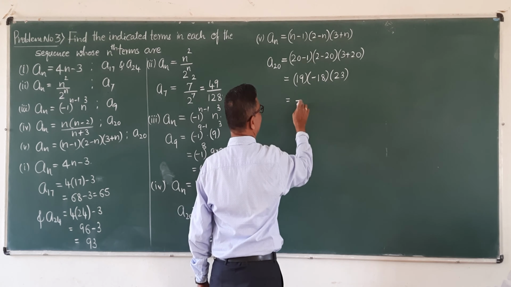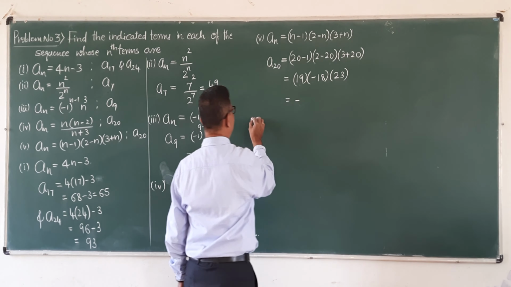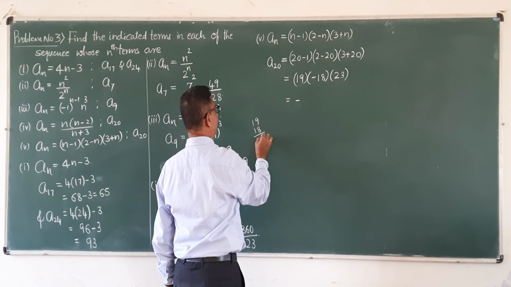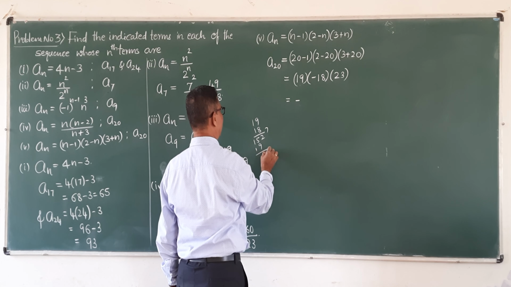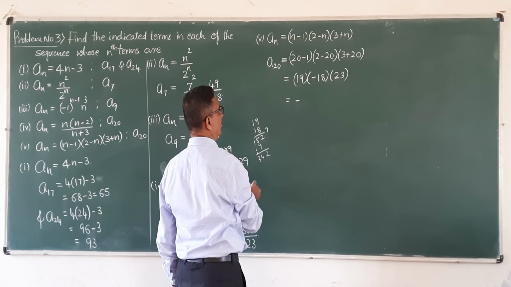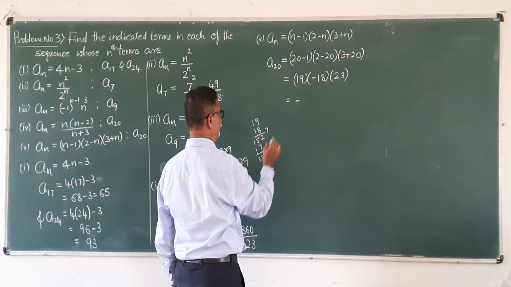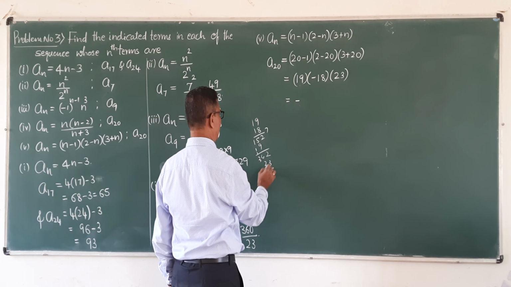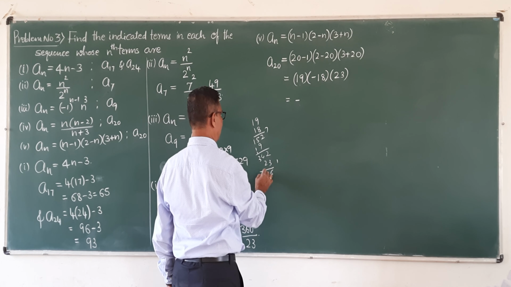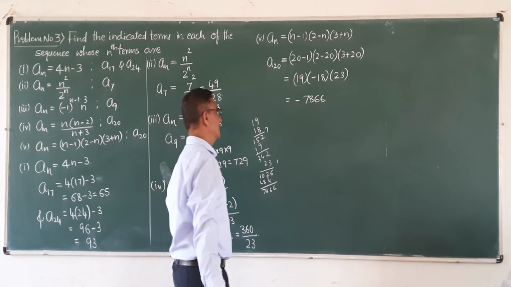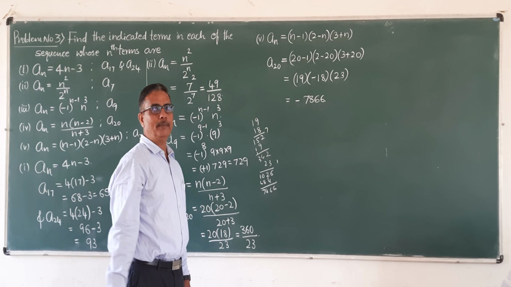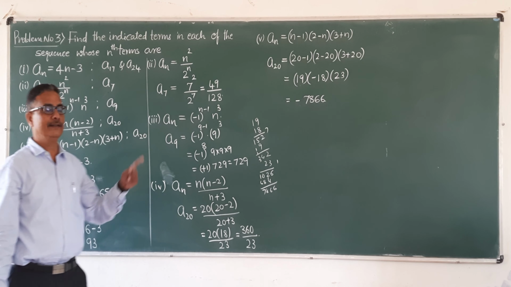That is minus, multiply 19 into 18. That is 8, 1 are 8 plus 7, 15, 9, 1, that is 2, 14, 3, 42. Into 23. Multiply by 23. 6, 12, carry 1, that is 10, 4, 8, 6, 6, 6, 8, 7. That is minus 7, 8, double 6. So a20 value is minus 7, 8, double 6.